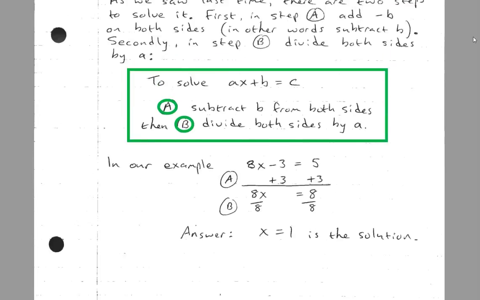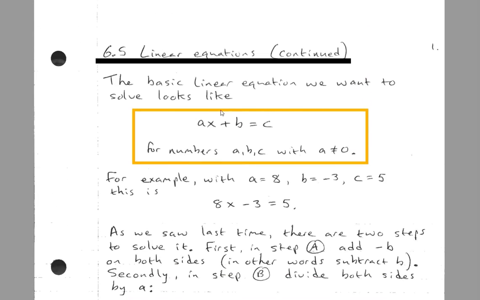Okay, but the basic linear equation looks like this. All right, so at each stage, you want to simplify the equation. Just try to get x equal to a number. All right, so that's linear equations.